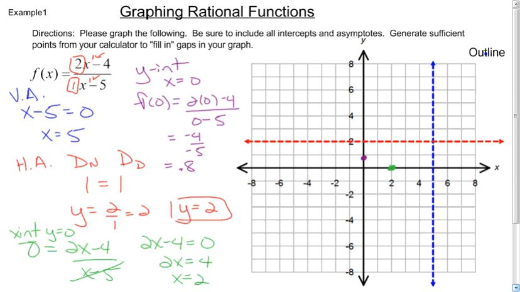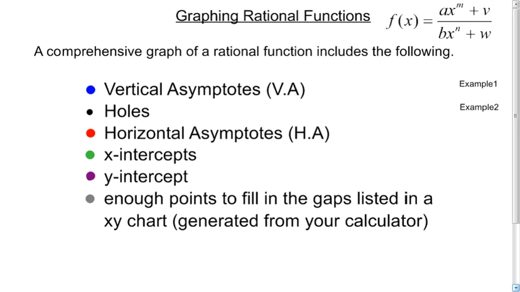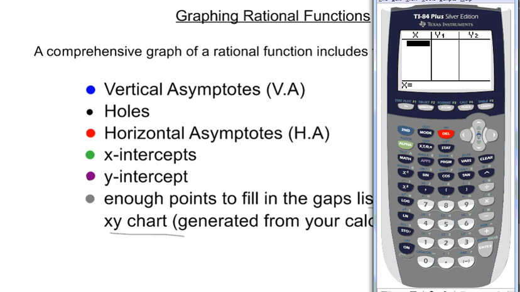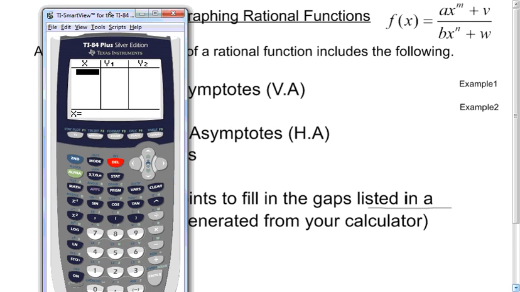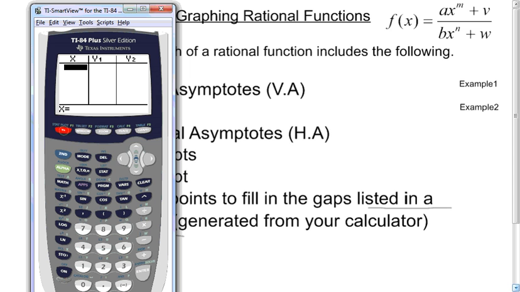Now, there's a lot to be done here when we get to this last part where it says enough points to fill in the gaps listed in an XY chart. So we're going to list in an XY chart some points to fill in the gaps, and we're going to need our calculator for that. Okay? So here I have my calculator. I've already punched in both of the examples I'm going to work on. Y1 is the one that I have here.